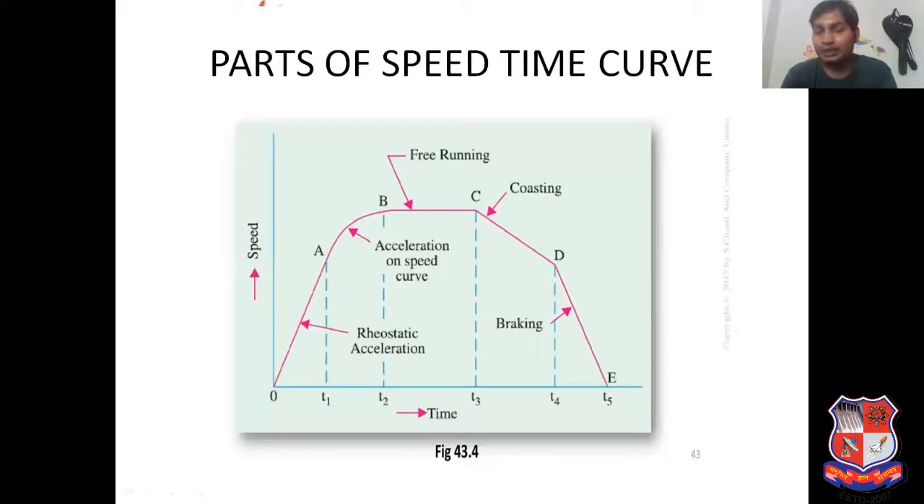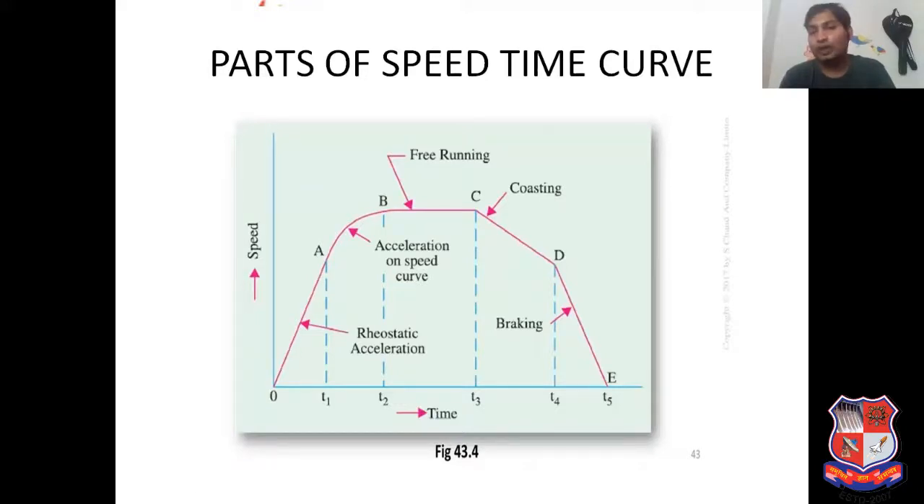Then time period from t1 to t2 is known as acceleration on speed time curve. And then after reaching a certain maximum value, the train will keep on moving at the same speed for some time, and that duration is known as free running time. So here T2 to T3 represents free running time period of the speed time curve.